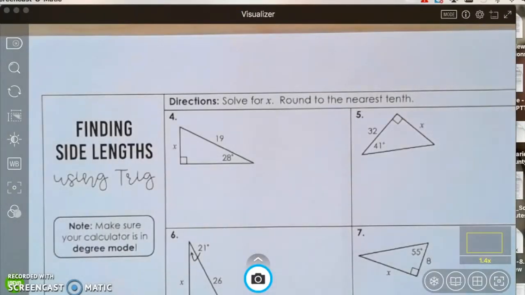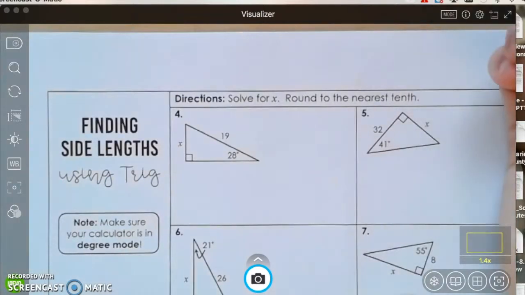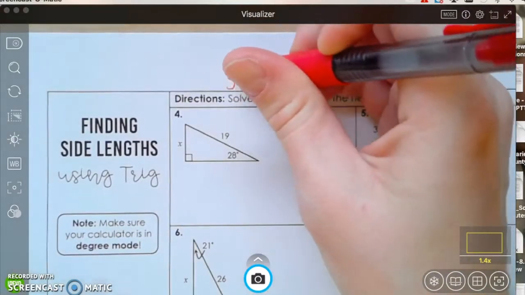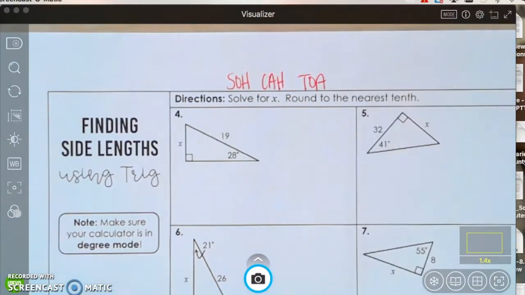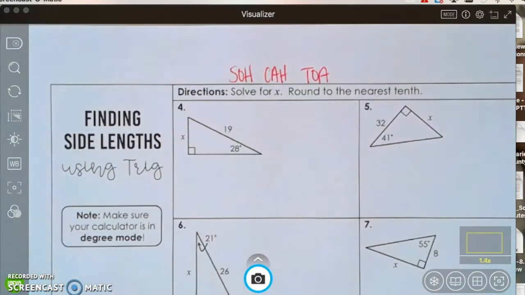All right, so now we are going to use those trig ratios to find missing side lengths of my triangles. So I'm going to write up SOHCAHTOA on the top of my paper just to help me, and I can go back and reference. This is going to be really helpful for you as you go through and try to find these lengths. So let's start here.